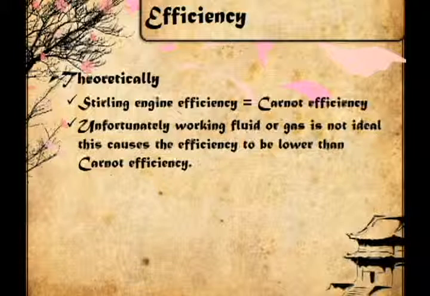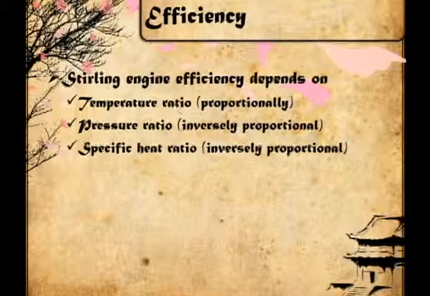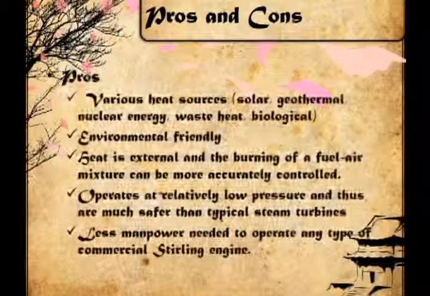Efficiency. Theoretically, Stirling engine efficiency is equal to Carnot efficiency. Unfortunately, working fluid or gas is not ideal. This causes the efficiency to be lower than Carnot. Stirling engine efficiency depends on temperature ratio, which is proportional, pressure ratio, inversely proportional, specific heat ratio, inversely proportional.